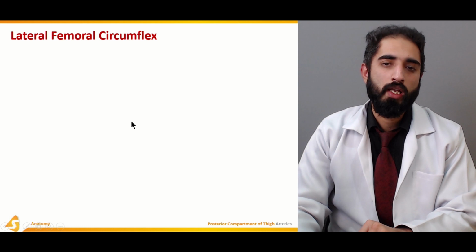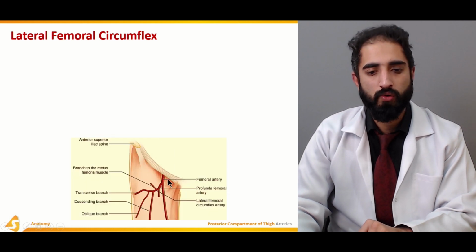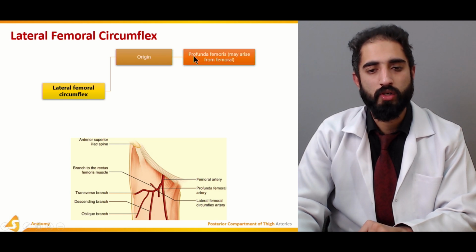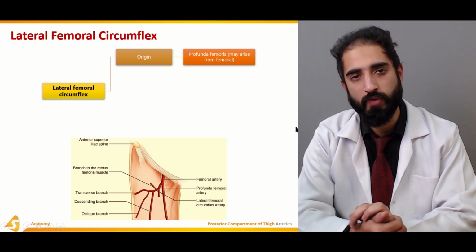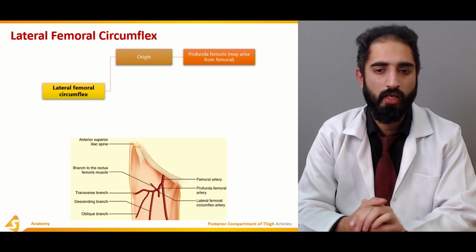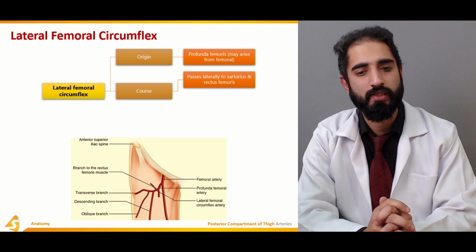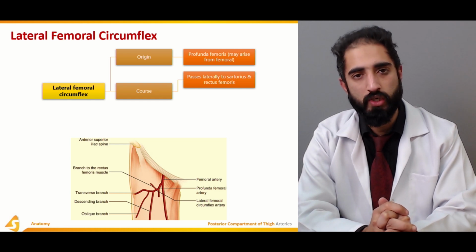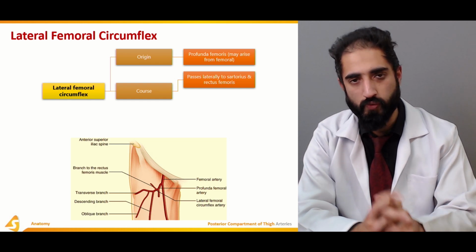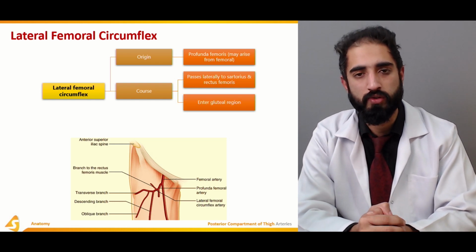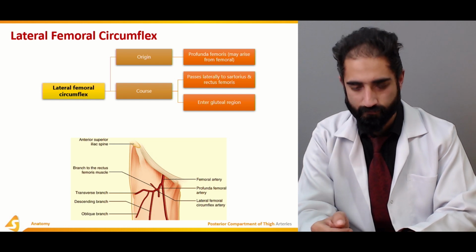Now, talking about the lateral femoral circumflex artery, as we can see here, this is the femoral artery, and here we have the lateral femoral circumflex, and here we have the origin, which is from the profunda femoris artery, but sometimes it may arise directly from the femoral artery as well. So the course is that it passes laterally to the sartorius muscle and the rectus femoris, which are located on the anterior aspect of the thigh, and then it enters the gluteal region.